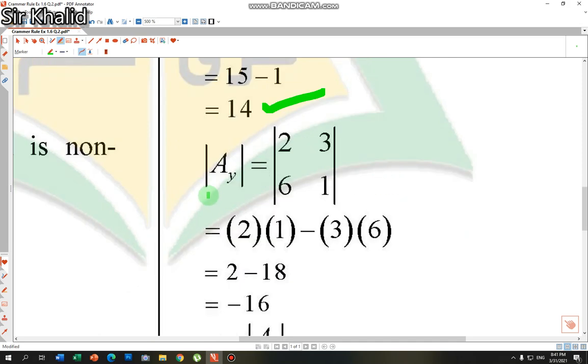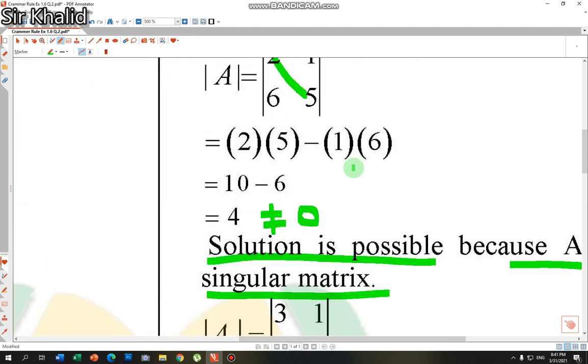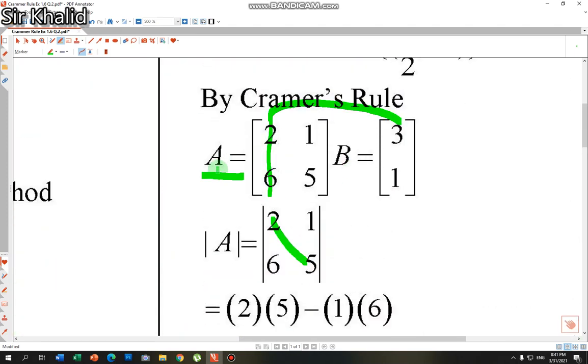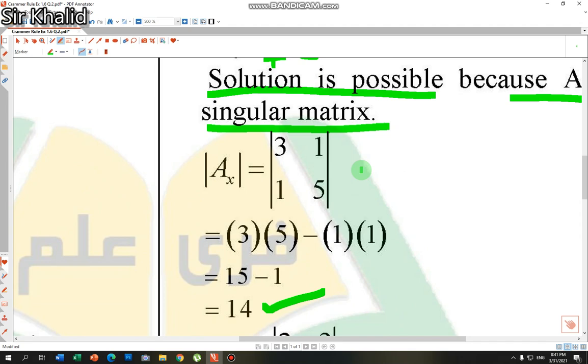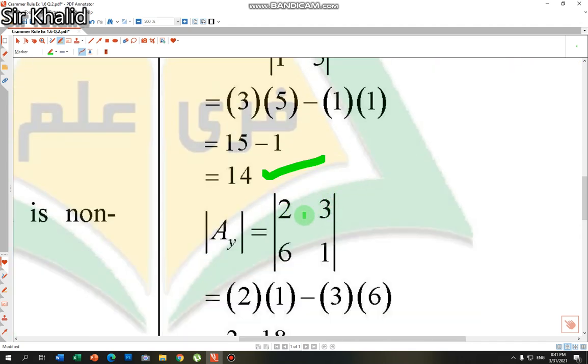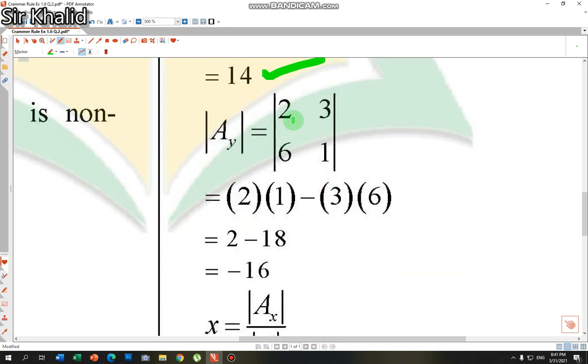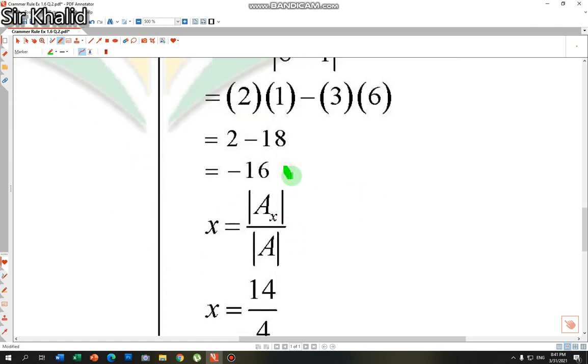Now calculate |AY|. Notice that in this matrix these are the coefficients of the variable y. So replace this column with this one, just like this: |2, 3; 6, 1|. Calculate this: 2 1s are 2 minus 6 3s are 18. It will give you minus 16.